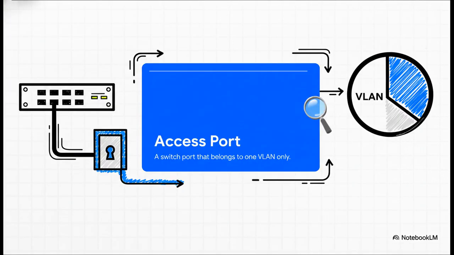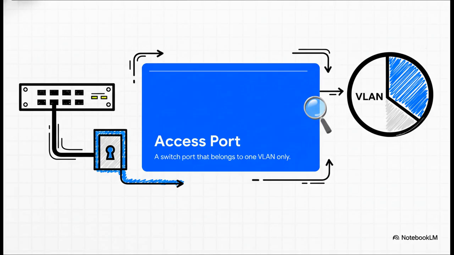So, how do we do it? Well, our main tool for the job is something called an access port. The best way to think about it is like a door to a specific room. An access port is just a switch port that leads to one VLAN, and only one. That's it. It's that simple.